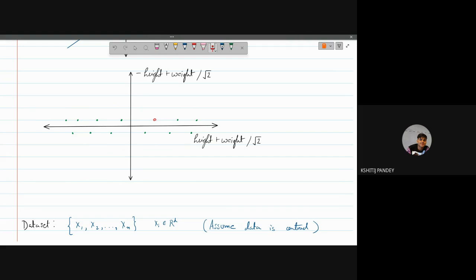Okay, so we have to find a line such that the error is minimum, right? So the best fit line will be this, will be the y-axis, okay? And the projections will be here only. So you have 2 points as projections, okay? So now these 2 points are on the line only, right?